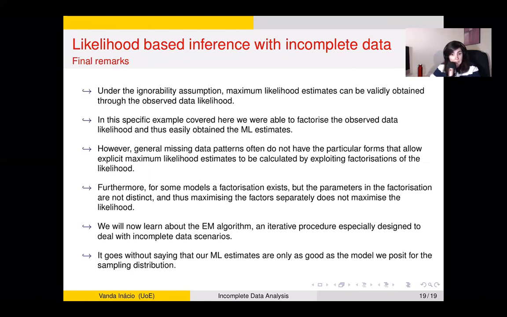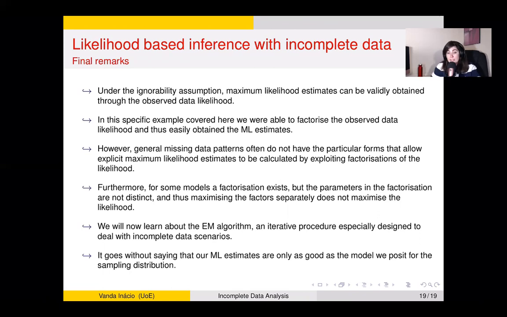In the next video, we will start learning the EM algorithm, and we will keep studying it next week. The EM algorithm is a very general iterative procedure, specially designed for incomplete data problems.